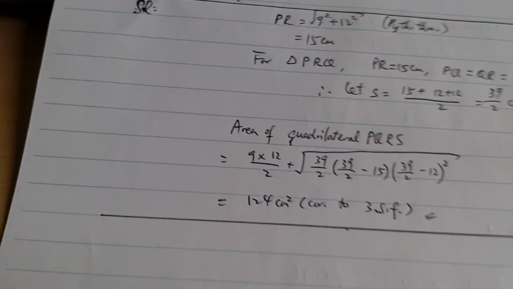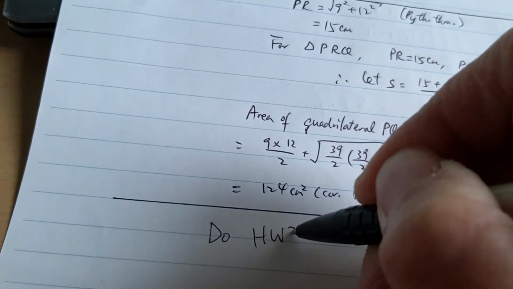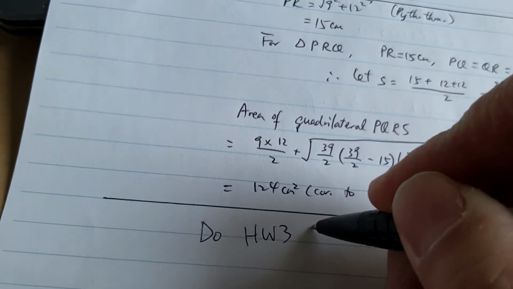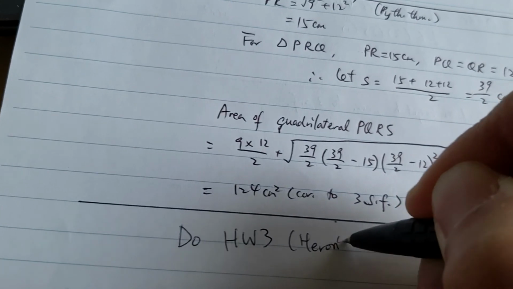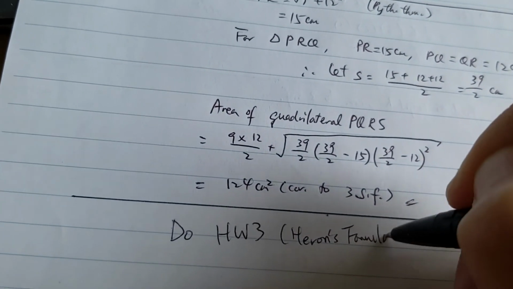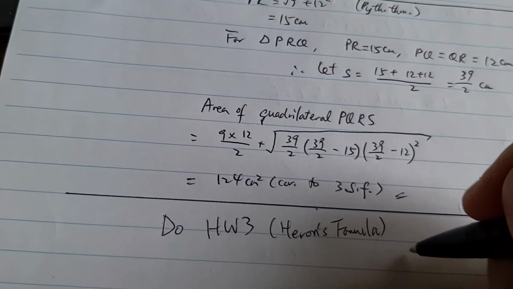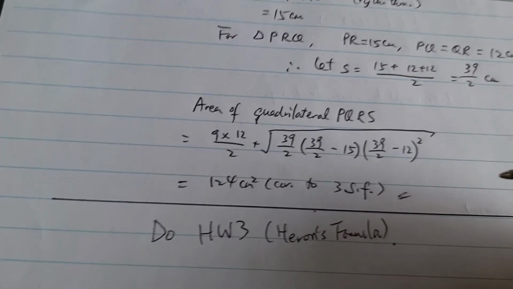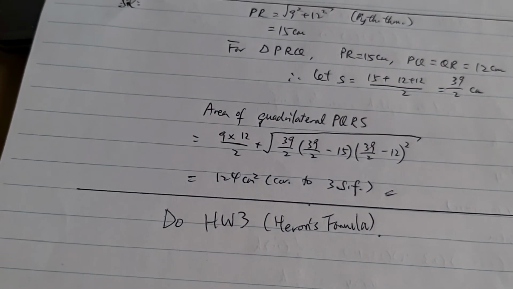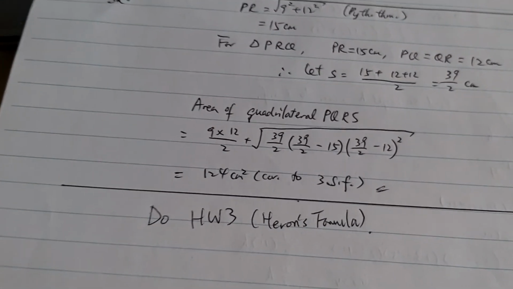So you have learned all these 4 examples. Please do homework 3 about Heron's formula. Please finish all these questions and hand in to teachers when you come back to school.